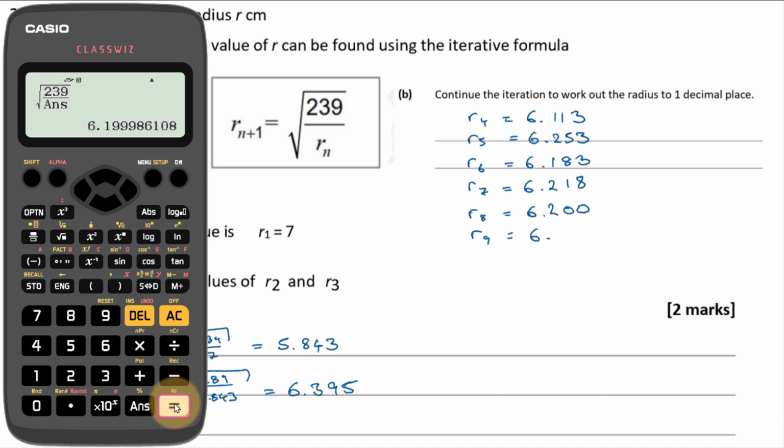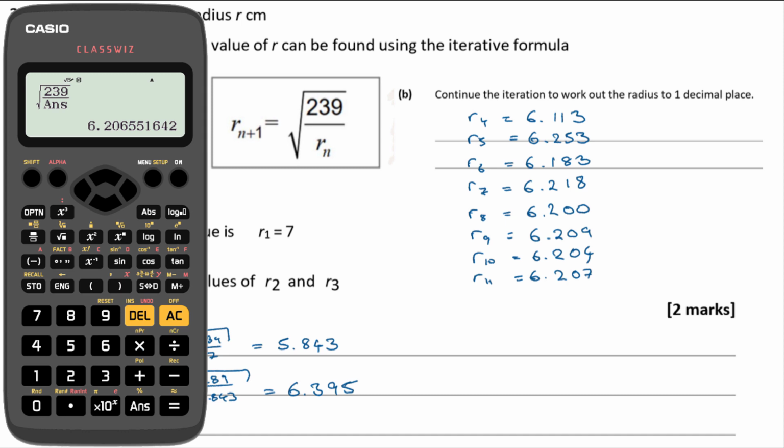r_9 equals 6.209. And r_10 is equal to 6.204. It seems to have settled now, doesn't it? So the last digit is still kind of resolving itself. And then I've got r_11 is 6.207.